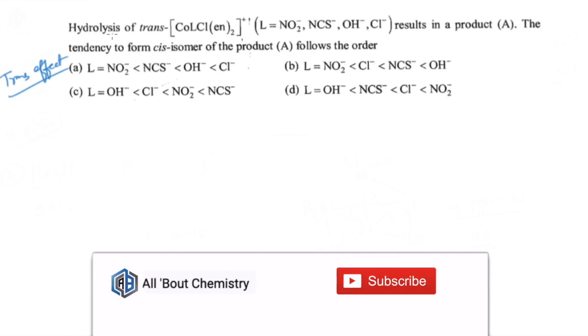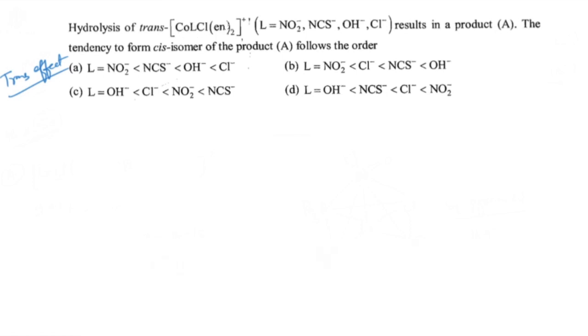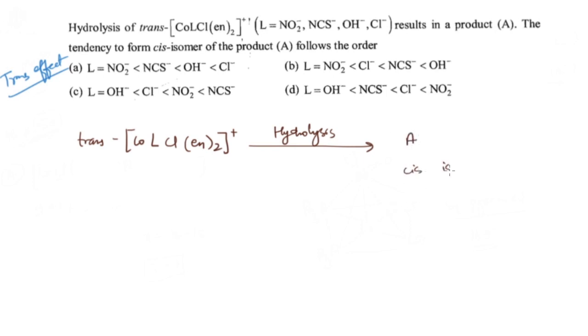It says that the hydrolysis of trans-[CoLCl(en)2]+, where L is your ligand and can be either NO2 minus, NCS minus, OH minus or Cl minus, results in the production of A. So the tendency to form the cis isomer of product A follows the order. So they have given you this trans complex CoL, then Cl, then en twice, and plus, and when you are doing hydrolysis of that, you are getting A. So we have to form the cis isomer in A.